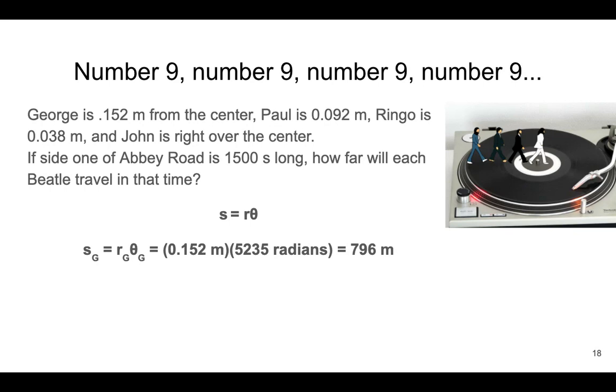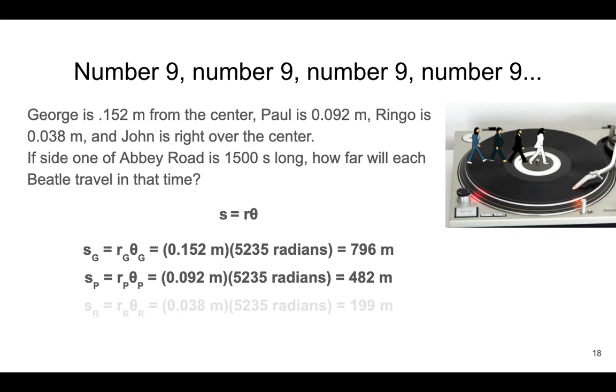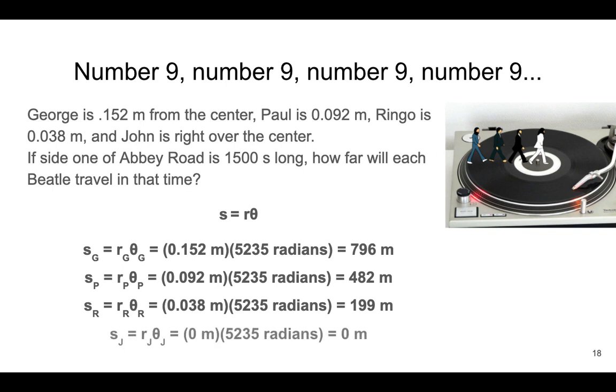George, 796 meters. So if he stands there on the outside and goes around for 1,500 seconds, 796 meters, most of a kilometer. Paul wasn't as far away, so he only goes about half a kilometer. Ringo was even closer, so he only goes about 200 meters. And John, again, doesn't go anywhere. He goes 0 meters.